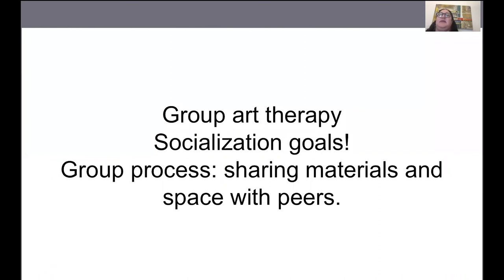Group art therapy. One of the main things in group art therapy is a socialization goal. In the school that I work in, Shema Kolainu, we usually have six kids in a class. In the class, we're providing the basics of socialization. Just having them sit in the group with you is sometimes a socialization goal. For a very low functioning class, sometimes just sharing materials and space with their peers is a goal. Having all six kids or five kids or seven kids at the table is a goal in its own right.